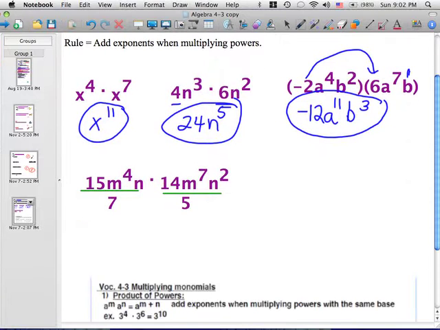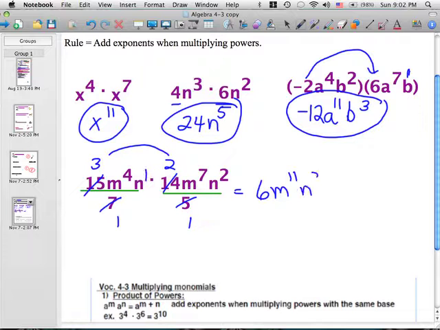And the last problem here is division. Or excuse me, multiplication, which we can cancel. So 5 goes into 5 once and into 15 3. 7 goes into 7 once and into 14 twice. Then I can multiply the numbers first. It gives me 6. M to the 4th times m to the 7th is m to the 11th. N to the 1st times n to the 2nd, that's a total of 3 n's. So 6m to the 11th, n to the 3rd.